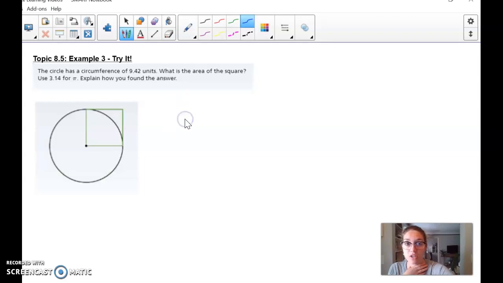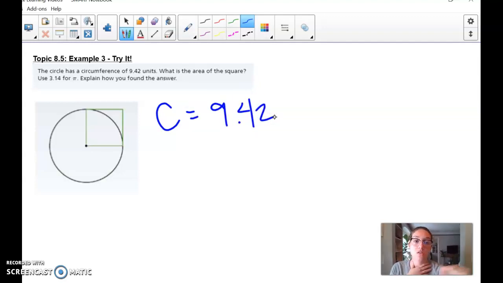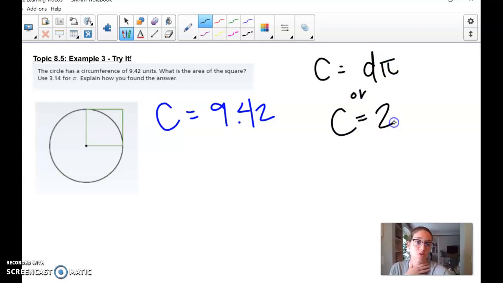I know that the circumference is equal to 9.42 units. I also know that circumference is equal to the diameter times pi, or circumference is equal to 2 times the radius times pi.